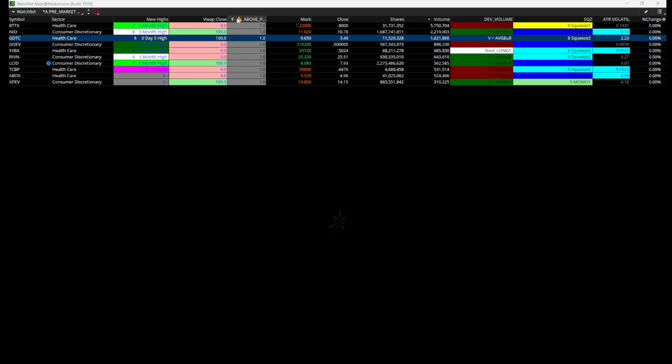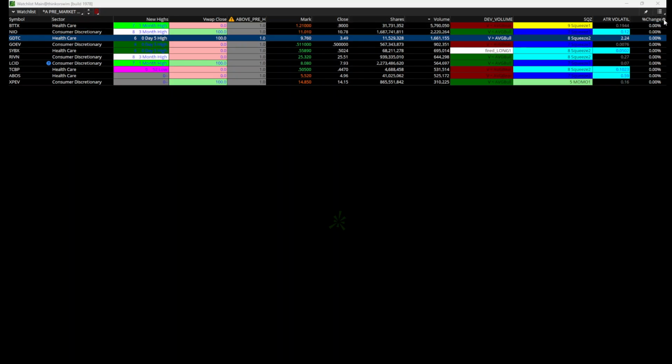The other thing I look at is things being above the pre-market high and pre-market low, the VWAP, whether the close is above the VWAP or below the VWAP, and things that are making new highs. So this is pre-market, so this is going to be inaccurate. It's going to take everything from the previous day, and this is the close from the previous day.